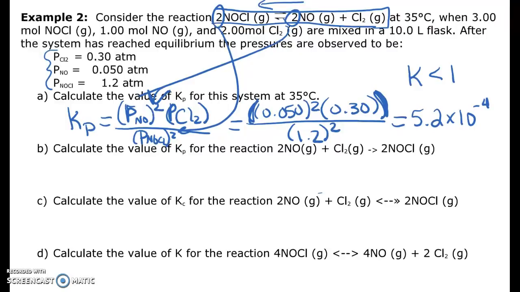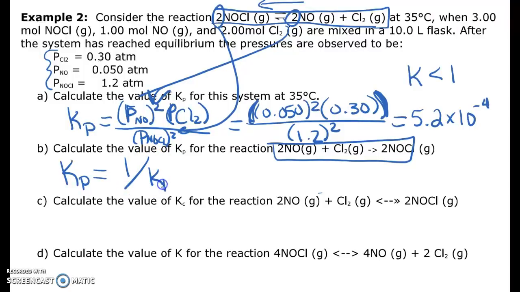So you'll notice that our initial reaction had NaOCl as the reactant, and here all we've done is flip it around. So in this reaction, everything is reversed. In order to find the Kp of this equation, all we really need to do is use the previous answer from letter A. So it's going to be 1 over the Kp that we calculated in A, or 1 over 5.2 times 10 to the minus 4. And that gives us 1920.